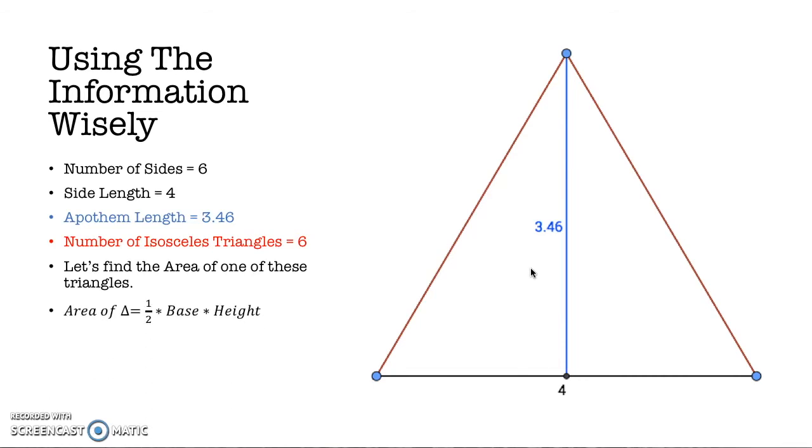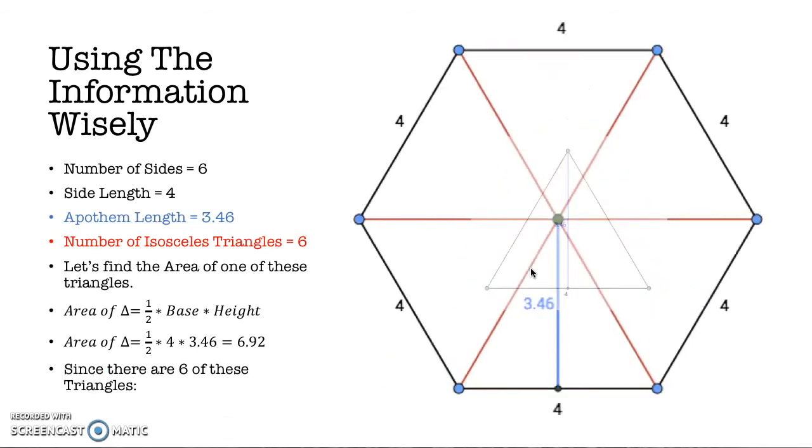So zooming in on this triangle, I get this, and I need the area of this triangle, which is 1/2 base times height. So 1/2 times 4, which is the base, times 3.46, and that's going to give me 6.92 inches squared or centimeters squared, whatever happens to be in this case. And then, since there are 6 of these triangles, I'm going to multiply that by 6, and that will give me the area of the entire hexagon.